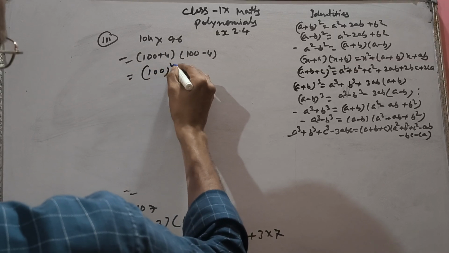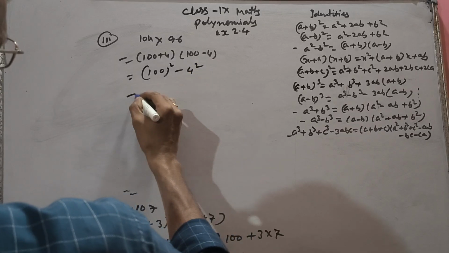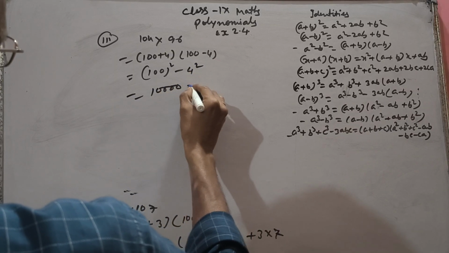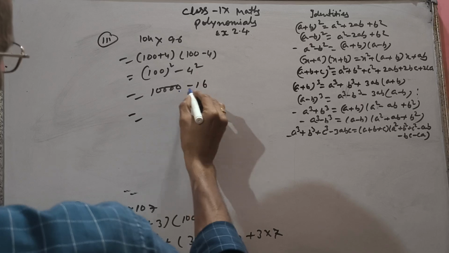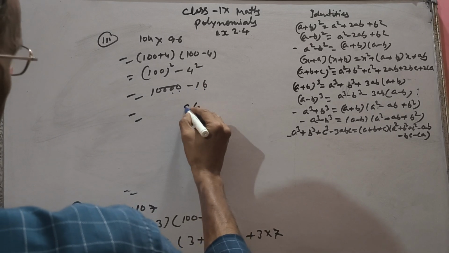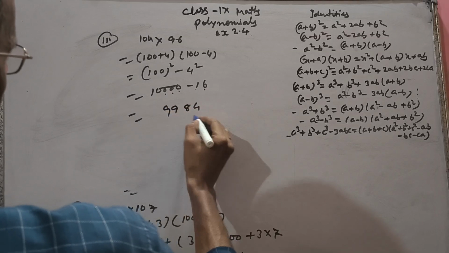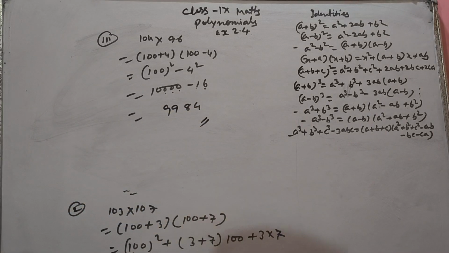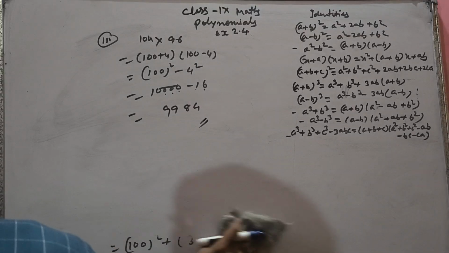You have the identity a square minus b square. So 10000 minus 16. Just need to subtract carefully. 10 minus 6 is 4. This is 9 minus 1 is 8. This will become 9984. Okay. Then go to number 3 now.